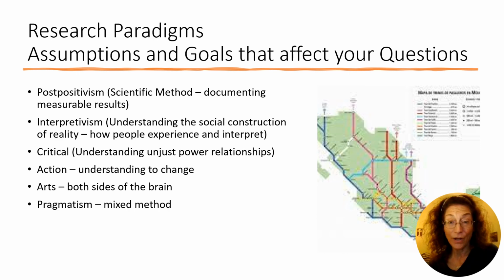Then another sort of sub-paradigm, because it can be easily combined with others, is the arts, that you can use the arts to get information about people. You can use different forms of art to do that. That means that you really believe that there is important knowledge that comes from both sides of the brain. So how are you going to incorporate both sides of the brain in discovering the information that you're trying to discover? And then the method that mixes one or more of these methods is called pragmatism.